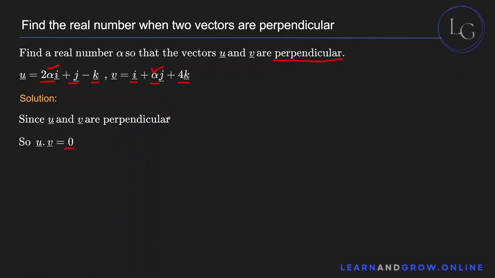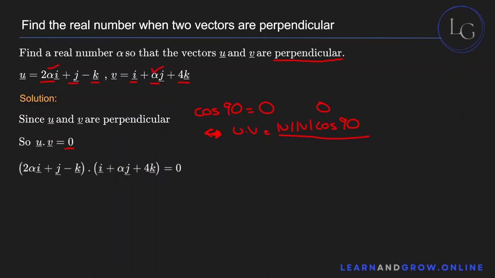And in case you don't know, when the angle between u and v is 90 degrees, since it's perpendicular, that means that the cosine of the angle between them, which is cosine of 90, is equal to 0, right? And since u dot v is equal to the magnitude of u into the magnitude of v and the cosine between them, which is 90, that means this entire term becomes 0. So now you can just take the dot product of u and v and equate it to 0.